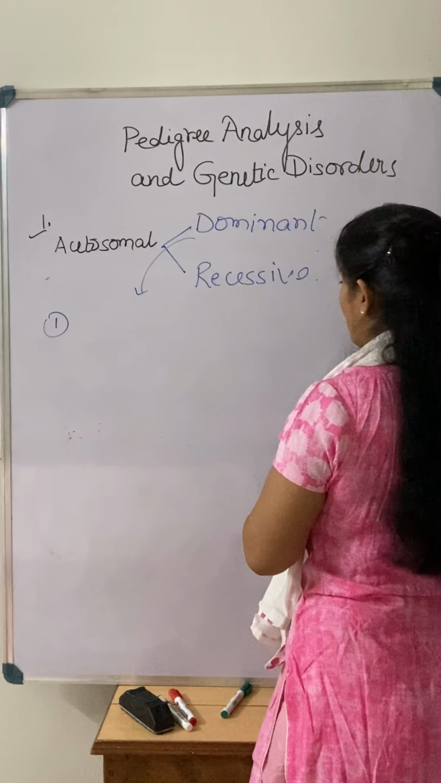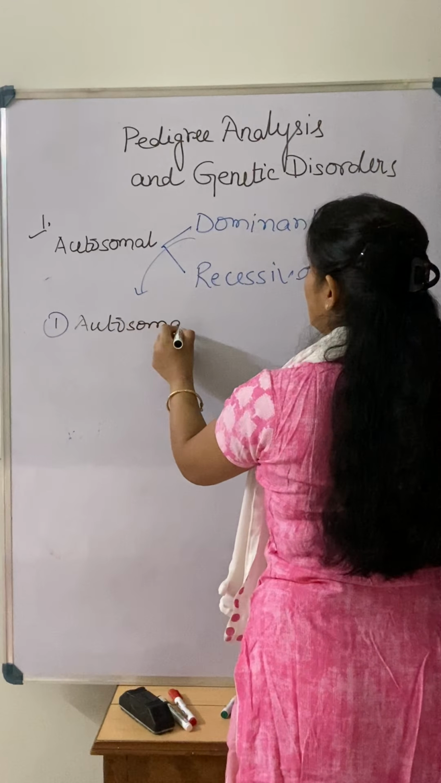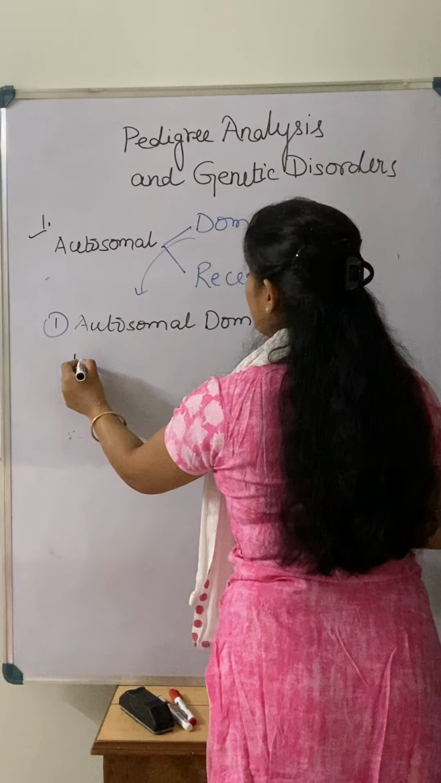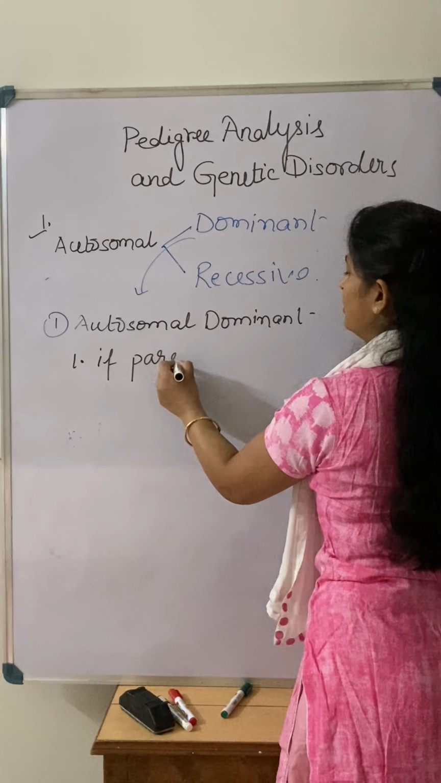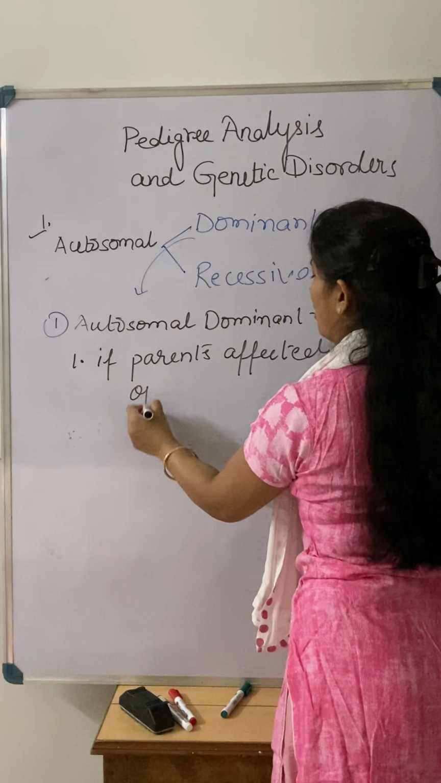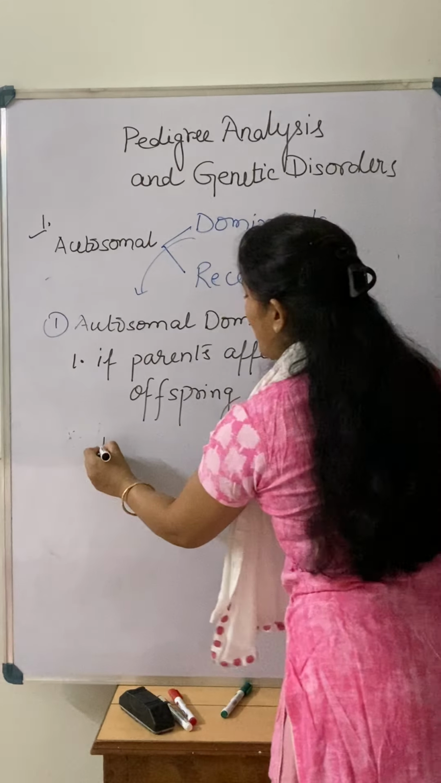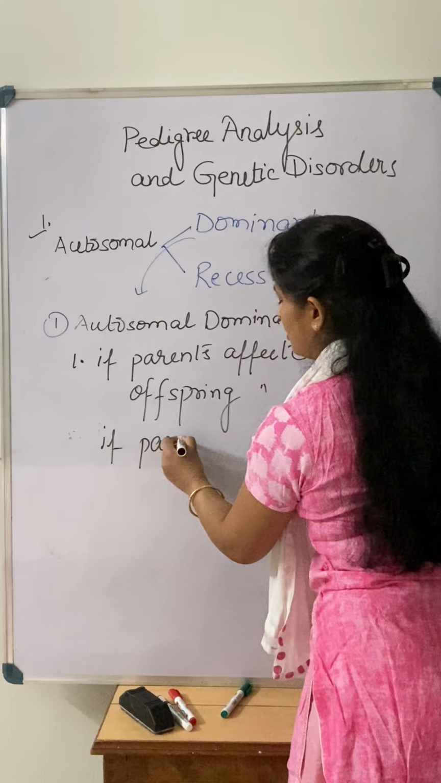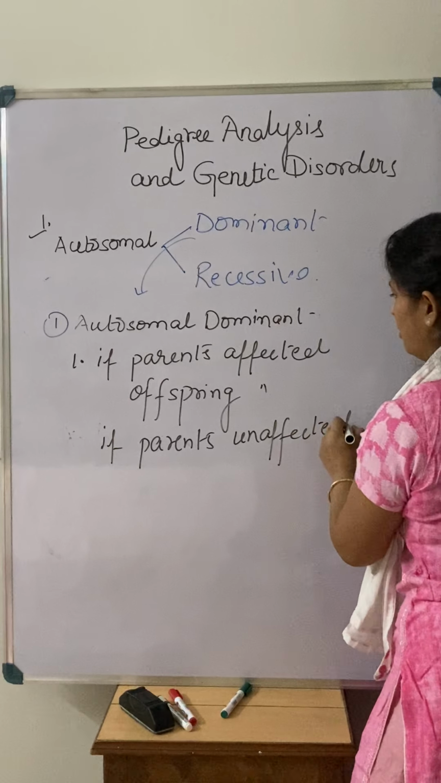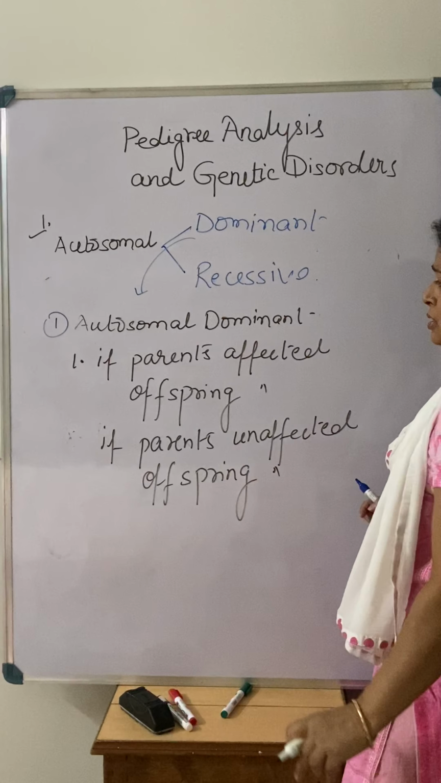In case of autosomal dominant, if parents are affected, offspring are affected. If parents are unaffected, offspring are unaffected. So this is the first rule.